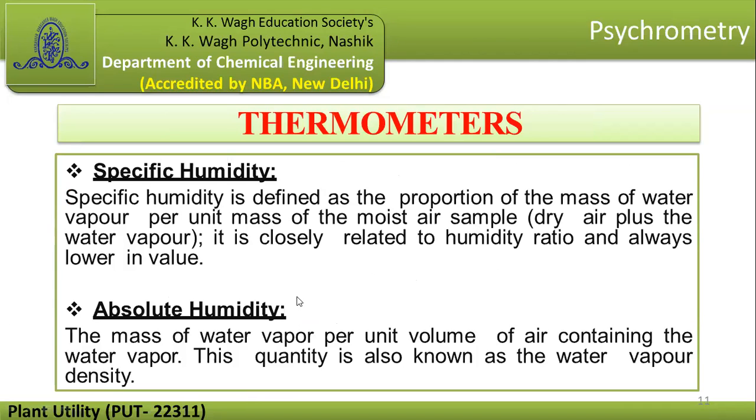Next is specific humidity. Specific humidity is defined as the proportion of the mass of water vapor per unit mass of a moist air sample, that is, dry air plus the water vapor. It is closely related to the humidity ratio and always lower in value. And absolute humidity is the mass of water vapor per unit volume of air containing the water vapor. Here you can see it is the ratio of mass upon volume. That's why we call it water vapor density.